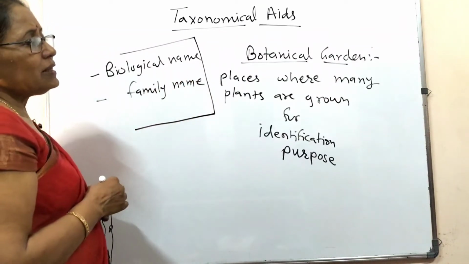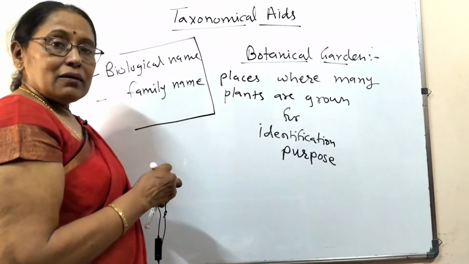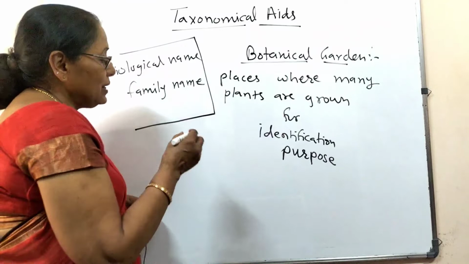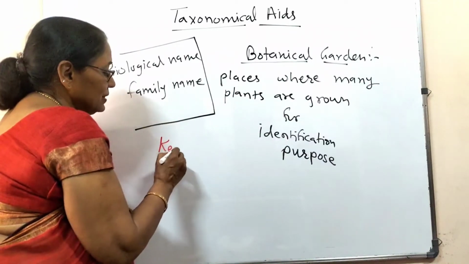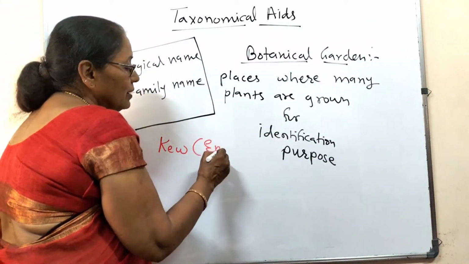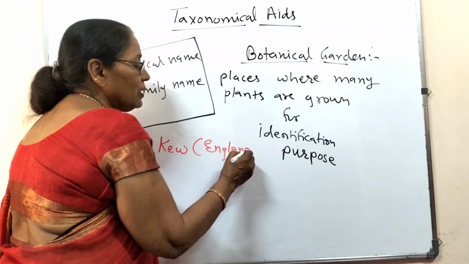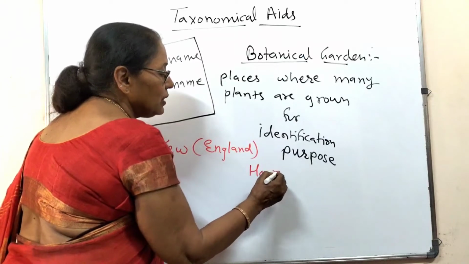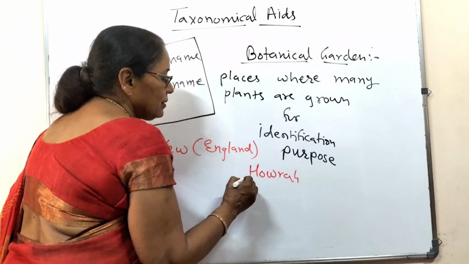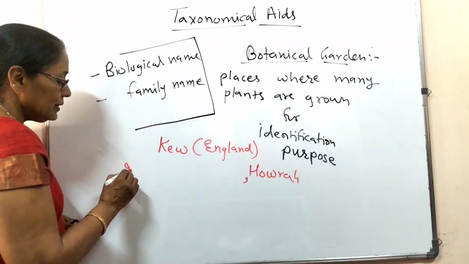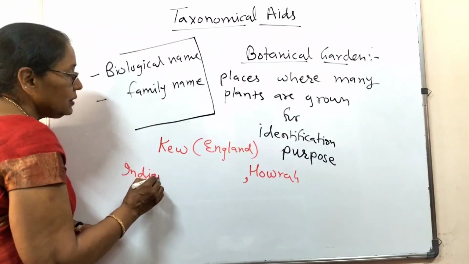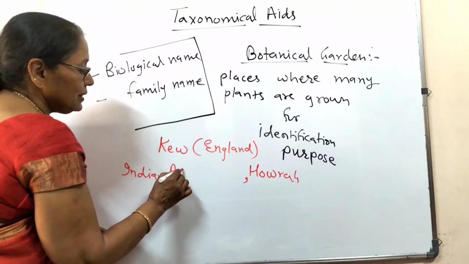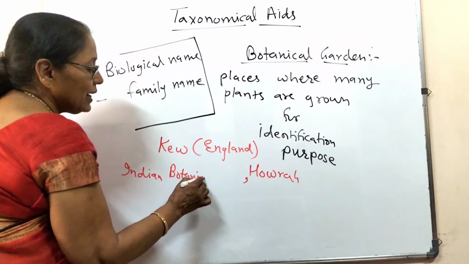Fine. Now let us see a few botanical gardens of the world. One is Kew. This is in England. And the two from our India, one is in Howrah, West Bengal. There you will write Indian. Now the same thing you will write Botanical Garden. So this is Indian Botanical Garden.